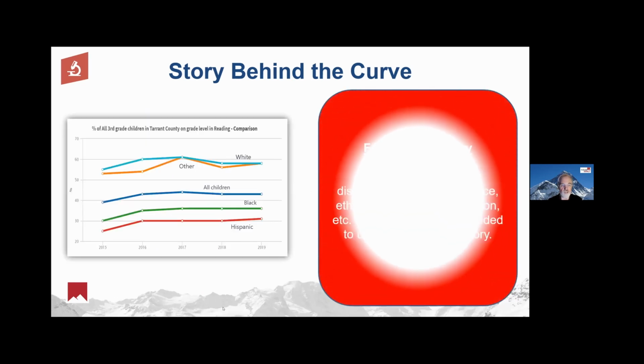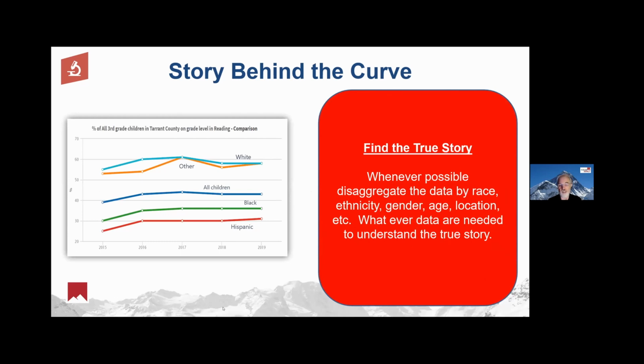So this is the third grade reading level from Tarrant County in Texas. If we look at all children, it's in the 40s and flat, we need to deal with that. But if they disaggregate the data, they see a very different story. And again, it's not to blame or target the Black and Hispanic kids. It's around what are the factors that are impacting them that we can work on so that every child has a chance to improve their reading levels as we do this.